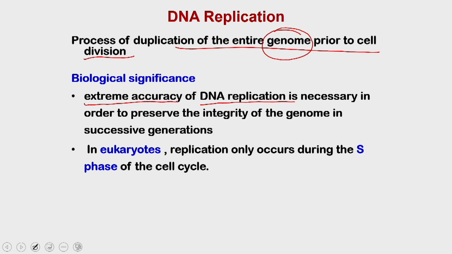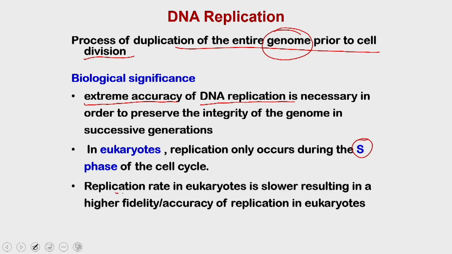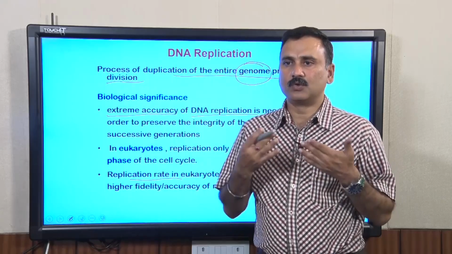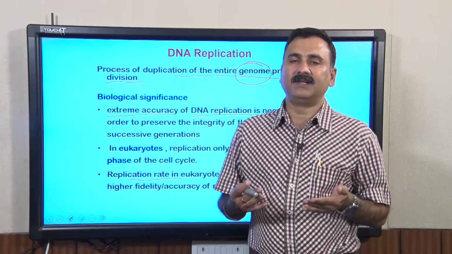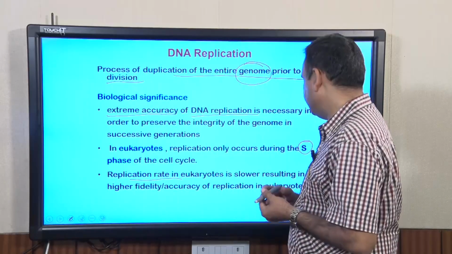As we discussed in the previous slide, replication only occurs during the S phase, which is called the synthesis phase of the cell cycle in eukaryotes. As eukaryotic cells are slow growing and their duplication rate is lower, DNA synthesis is also slower in eukaryotic cells compared to prokaryotic cells.